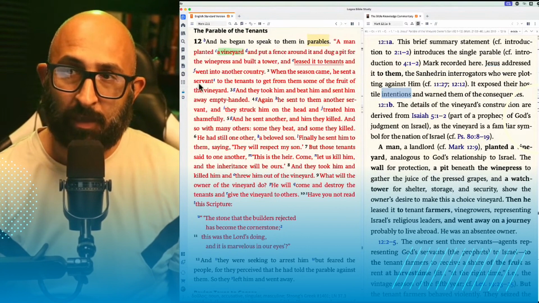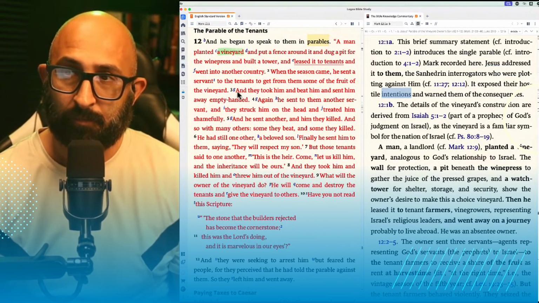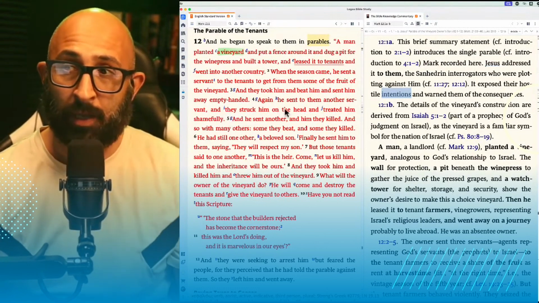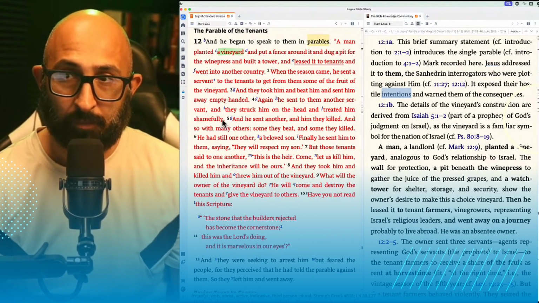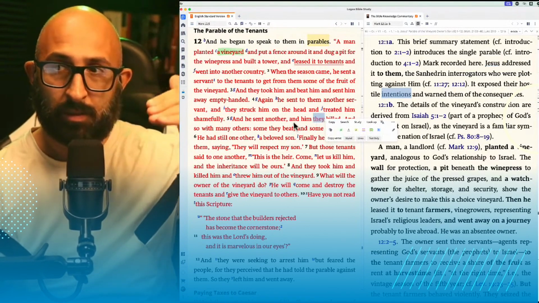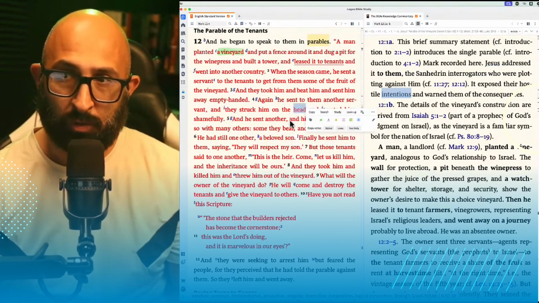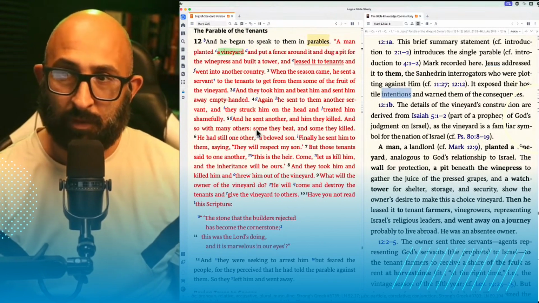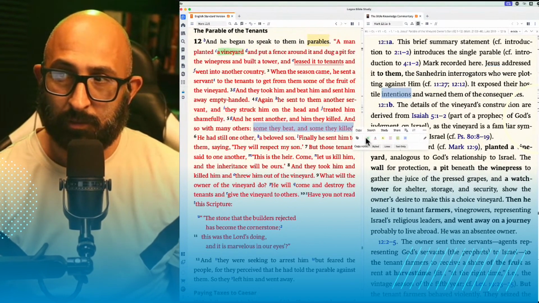When the season came, he sent a servant to the tenants to get from them some of the fruit of the vineyard. And they took him and beat him and sent him away empty-handed. Again, he sent to them another servant, and they struck him on the head and treated him shamefully. And he sent another, and they killed him. So it's progressing. They beat the one, they beat the second one worse, and then they killed the third one. And so with many others. Some they beat, and some they killed. This is important.